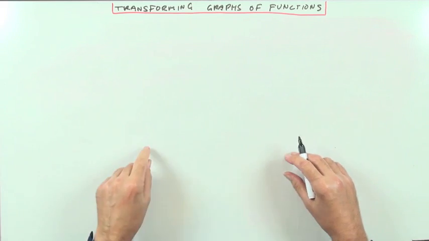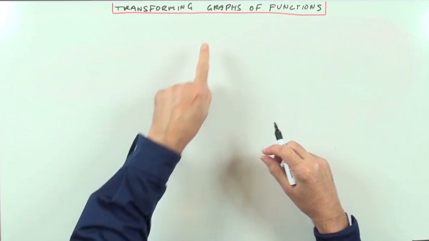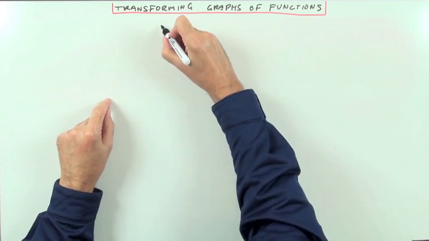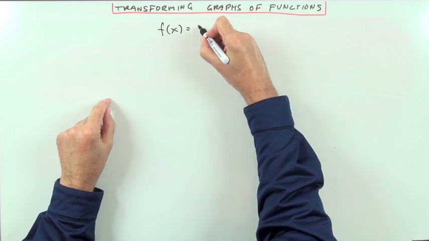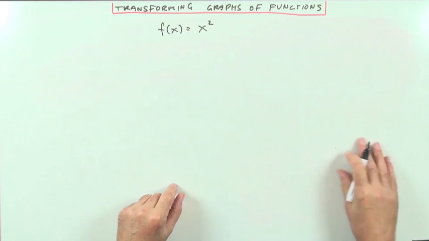Transforming graphs of functions. Well, first of all, it needs to be clear what exactly the graph of a function is. The graph of a function is a picture of all the answers. Take a simple one. Here's a simple function, f of x equals x squared, just to make it a little more interesting than just x, a straight line.